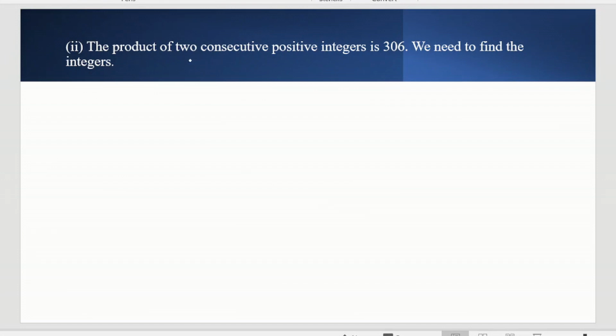So let us see the second question. The product of two consecutive positive integers is 306. We need to find the integers. So let us solve the question. What are consecutive integers? 1, 2, 3, 4, 5 and so on. These are continuous numbers, correct? They are consecutive integers.